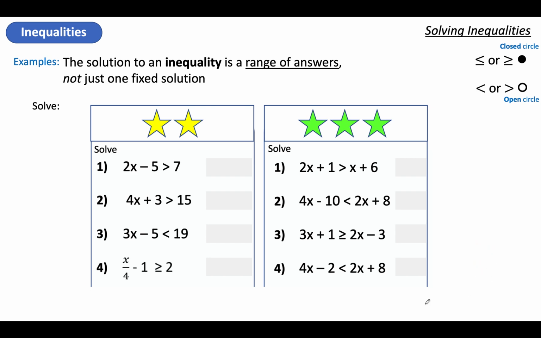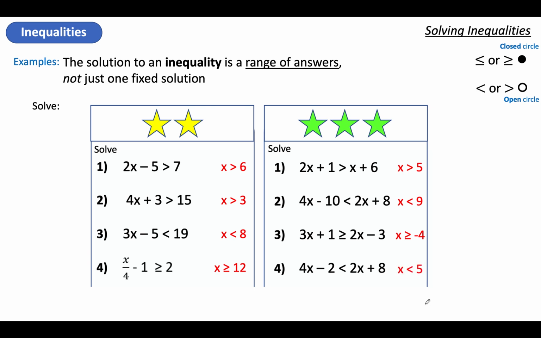So here are the answers. First one, x is greater than 6. Second one, x is greater than 3. Third one, x is less than 8. Fourth, x is greater than or equal to 12. Then x is greater than 5. x is less than 9. x is greater than or equal to minus 4. And x is less than 5.